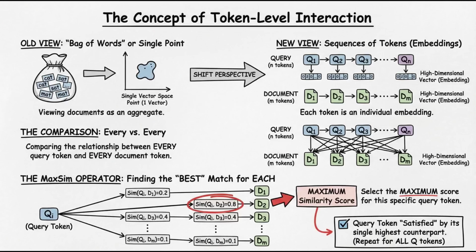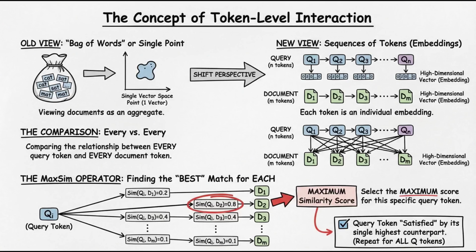To truly grasp how MaxSim works, we need to change how we think about search. Forget the idea of a document as just a single, static point in space or a simple bag of words. Instead, visualize both your query and the document as long chains of individual tokens, with each token translated into a unique high-dimensional vector. Think of it like this. If your query has a certain number of tokens and your document has its own set, we aren't just comparing one overall summary to another. We're actually looking at the relationship between every single query token and every single document token.